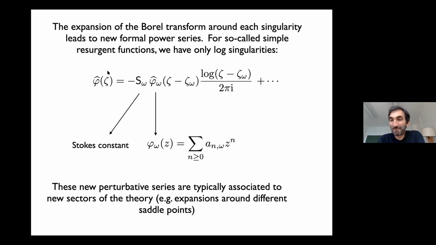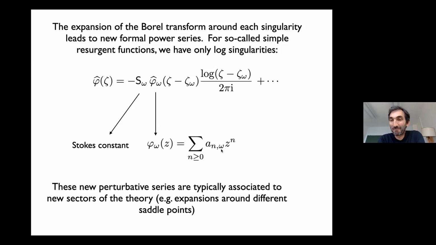So what happens? Imagine that you have a logarithmic singularity. This means that at a position zeta omega, when you expand this Borel transform around the zeta omega point, you will have a logarithm, and multiplying this logarithm, you will have a formal power series, which turns out to have a finite radius of convergence, and you will have, in principle, a non-trivial constant in front of this formal power series. Now, if you do an inverse Borel transform, you will find another power series which is attached to this singularity zeta omega. So I will label the singularities by this index omega.